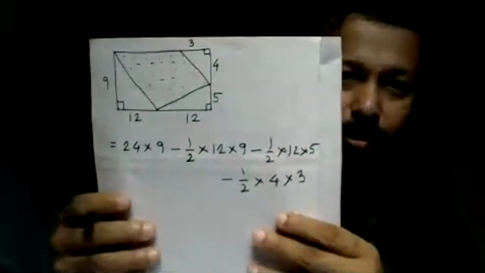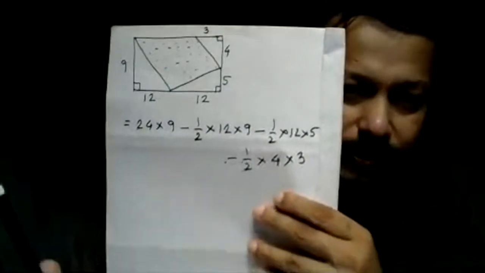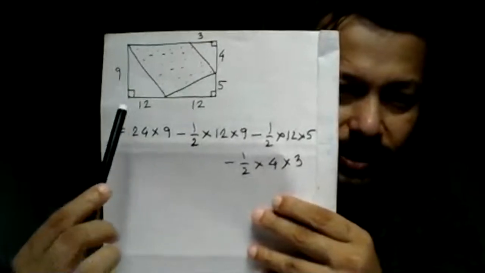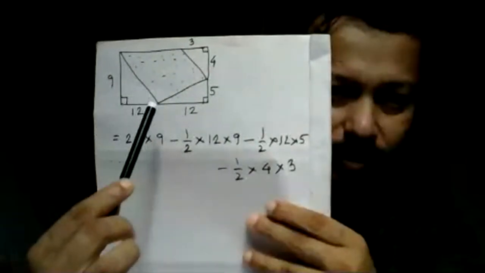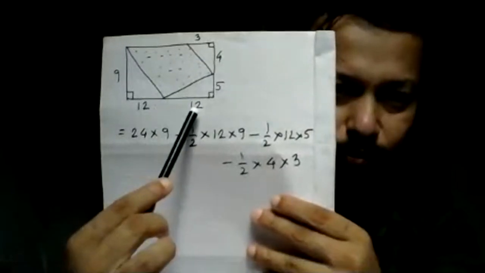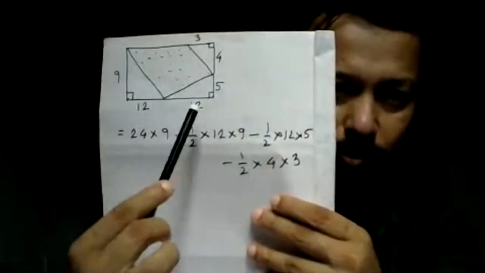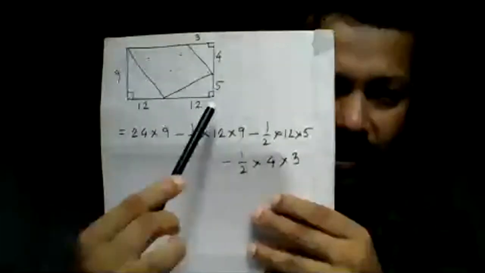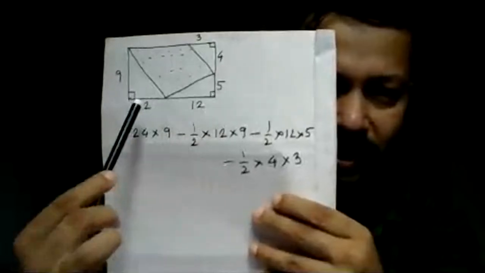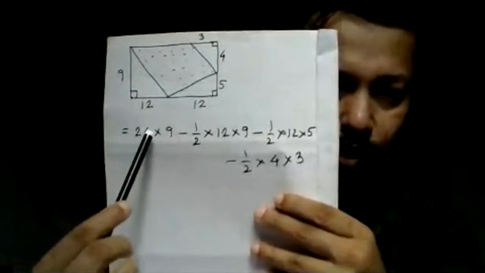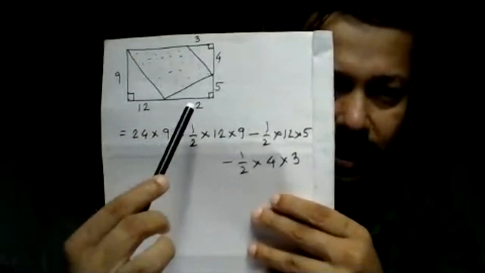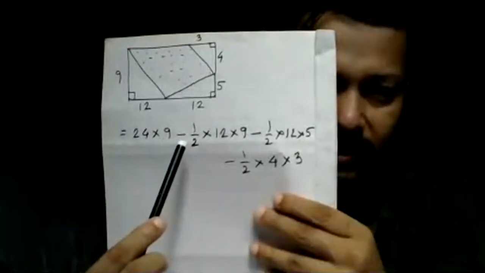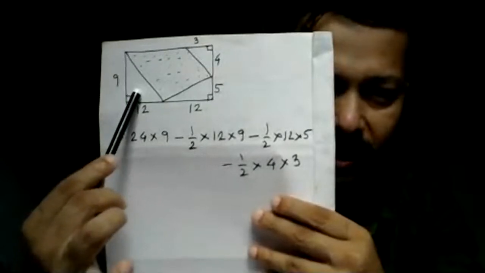Try to understand this sum, all of you. Important sum. Here, base into height I am doing. This is the base, 12, 12, 24. This is the base, or you can say length into breadth. This is the length and this is the breadth. So 24 into 9, length into breadth, minus area of this triangle.